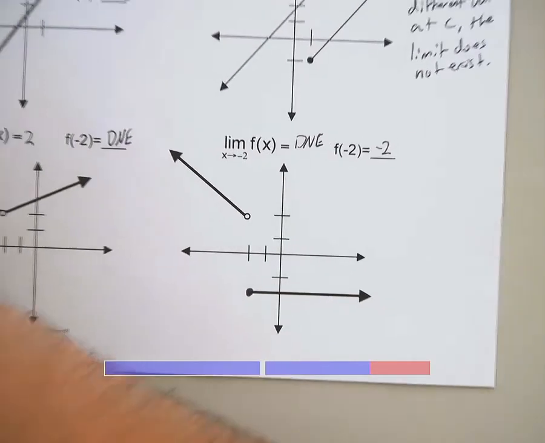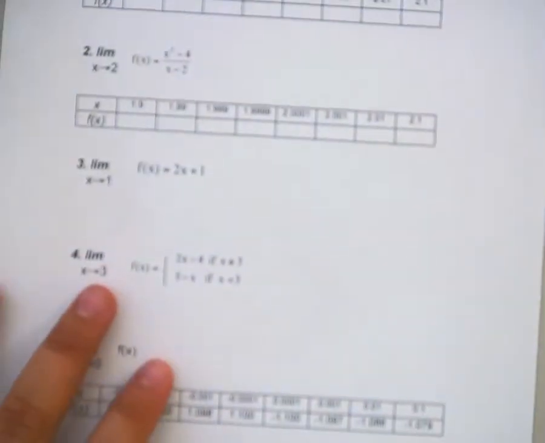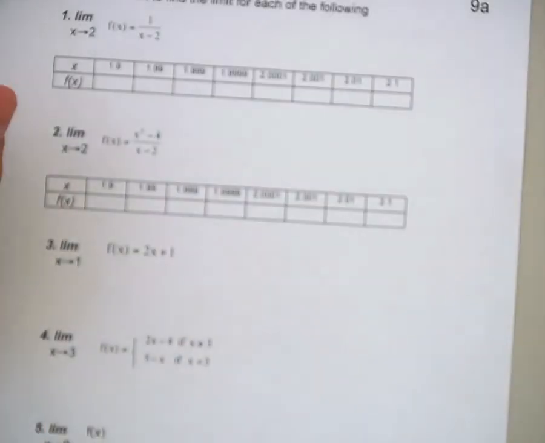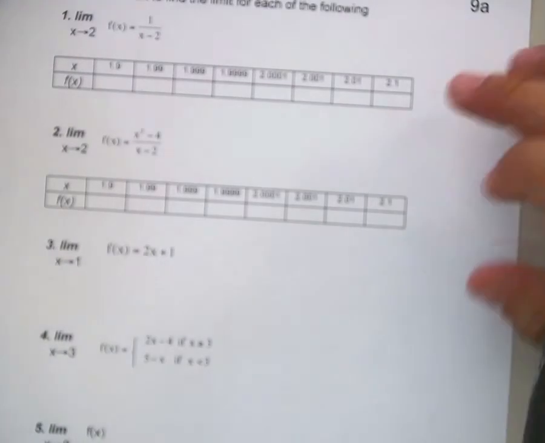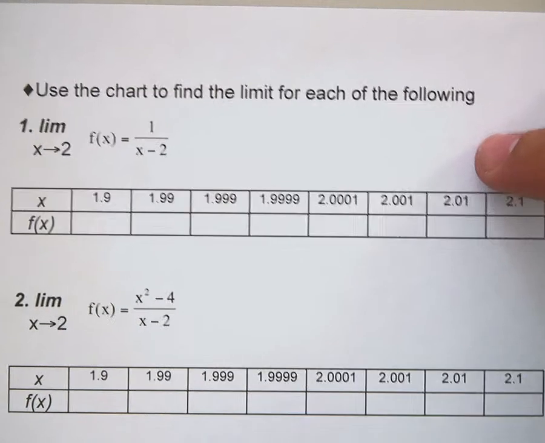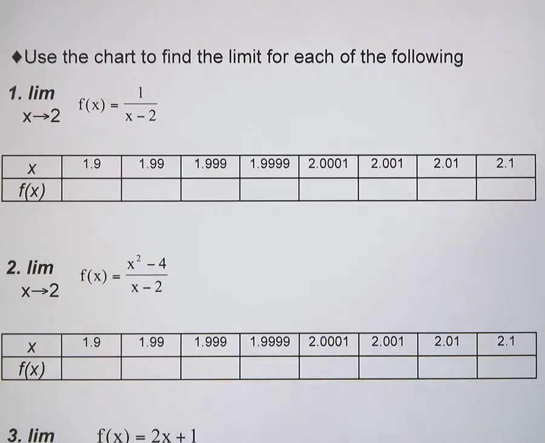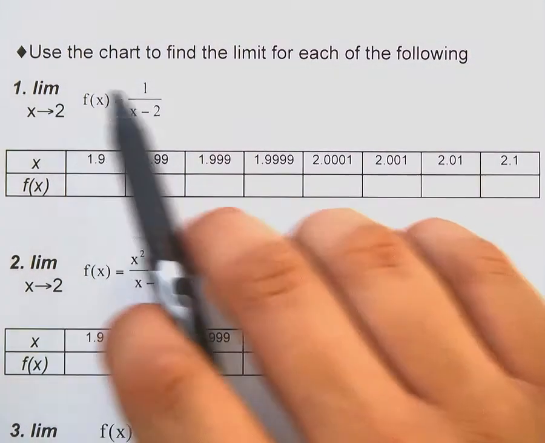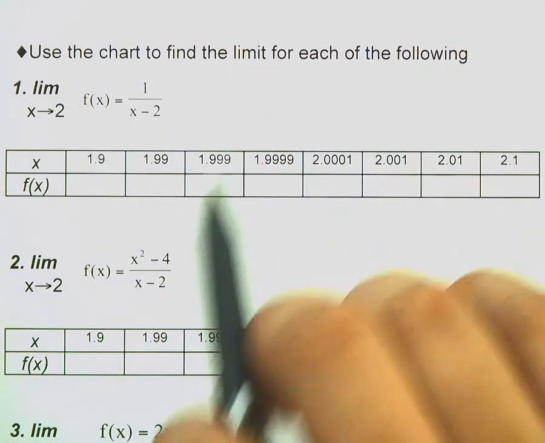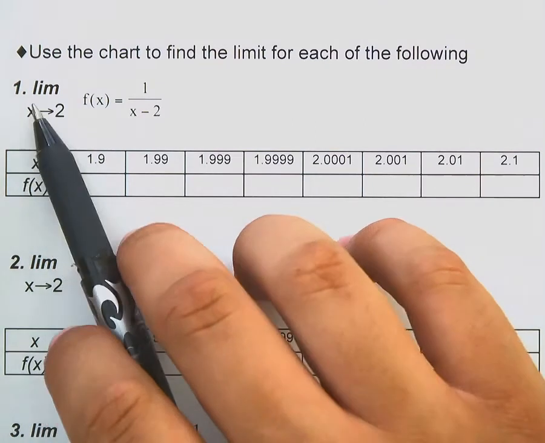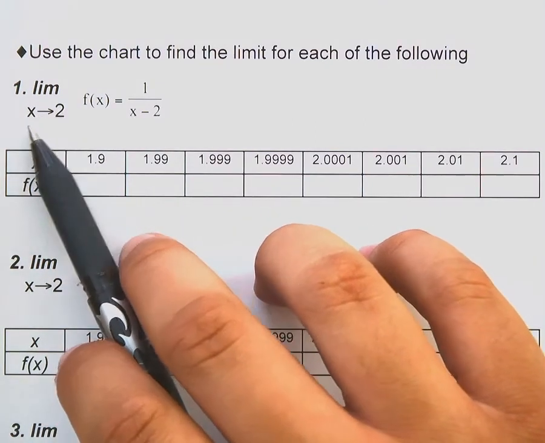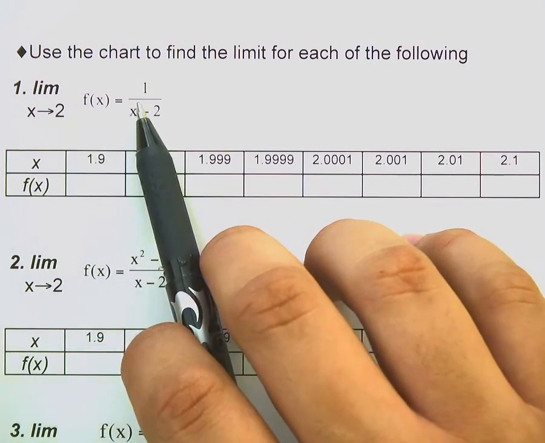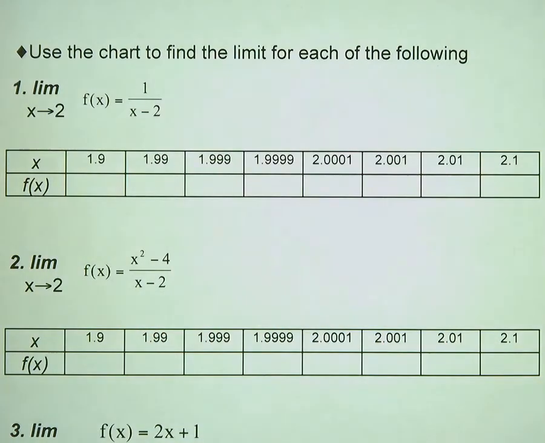We're going to talk about another section here, which is how to find it from tables. Let me get this thing to focus. There we go. Perfect. How to find a limit from a table. It says, use the chart to find the limit for each of the following. This says the limit as x goes to 2. As x approaches 2, what will this function approach? This is 1 over x minus 2.